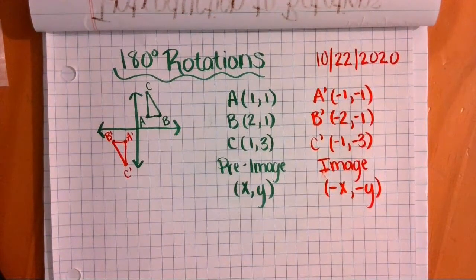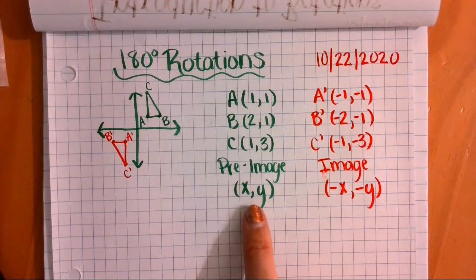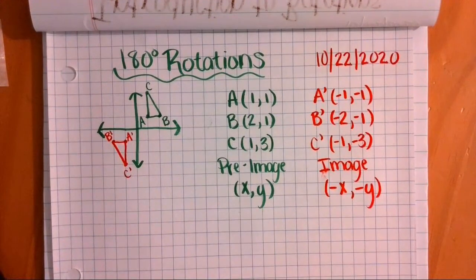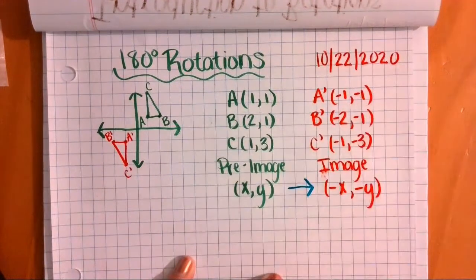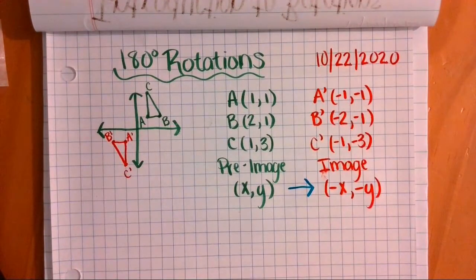When we use that negative or that opposite, it makes it so that our rule works even if we started with a point that had a negative number. It would change it to a positive. So for a 180-degree rotation, our pre-image X, Y becomes the image -X, -Y.